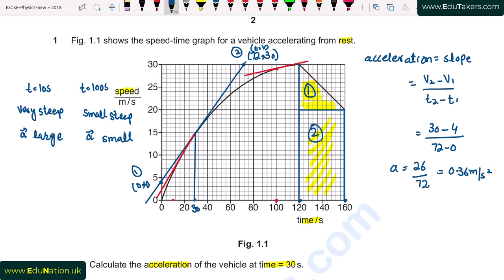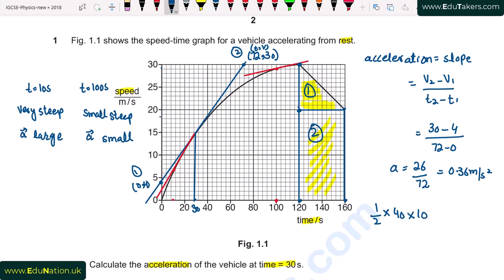So I just write here, at this point speed is 20 meter per second and at this point it is 30 meter per second. So when we have to find out the area of this region 1, I just write 1 over 2 multiplied by base and height. Here base is 160 minus 120. It is equal to 40, multiplied by the difference between these 2 points. It is 30 and 20. So 30 minus 20 is equal to 10. So this is basically the area of the triangle.